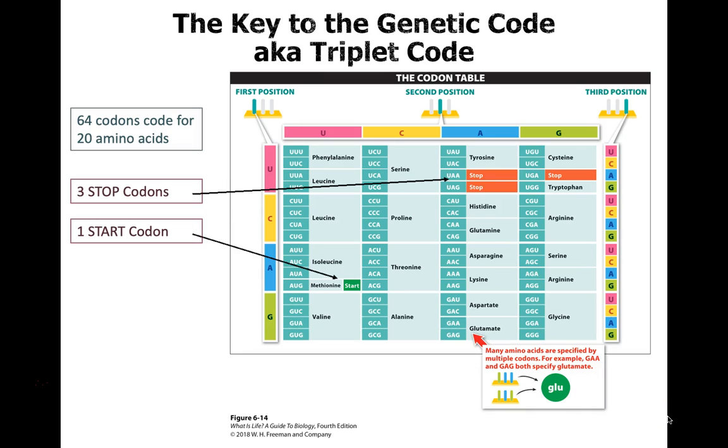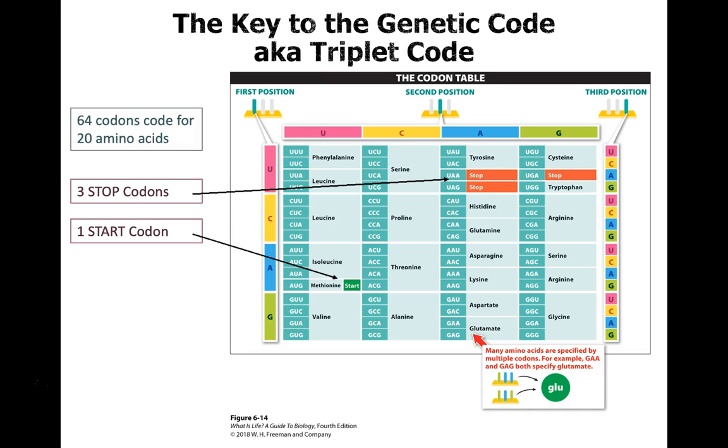So the key to the genetic code is a fancy codon table. A 3-letter code can code for 64 codons. These codons code for 20 different amino acids. So you'll notice that there's more than one codon for some of these amino acids. And that's okay, it just makes things a little bit more convenient for the cell.